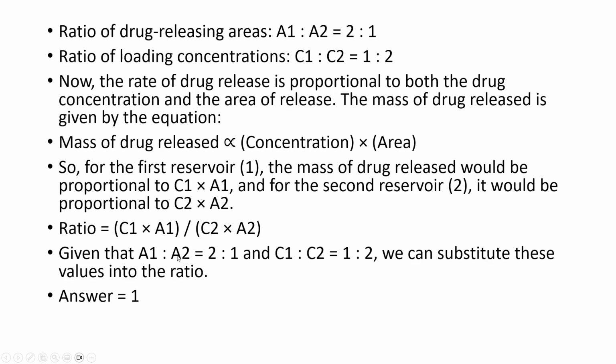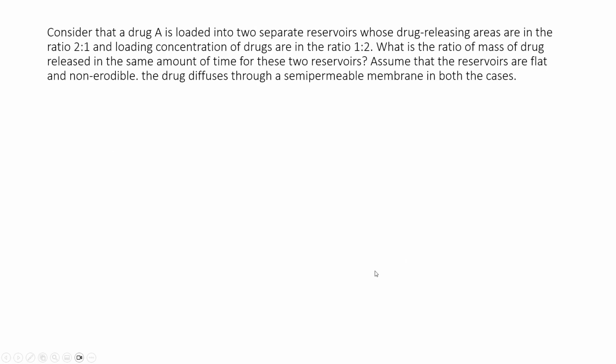Now we know A1 is to A2 is 2 is to 1, and C1 is to C2 is 1 is to 2. So if you substitute these into the equation, because we are taking the ratio, we can directly substitute. So 1 by 2 times 2 by 1, which is 2 by 2. The answer is 1. So the same amount of drug basically diffuses through both the reservoirs.